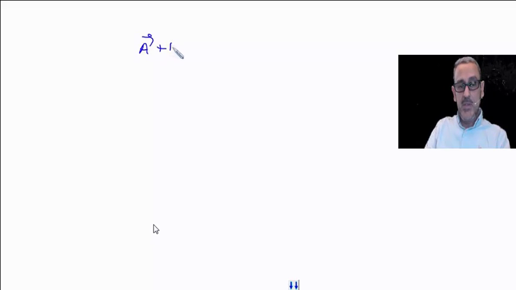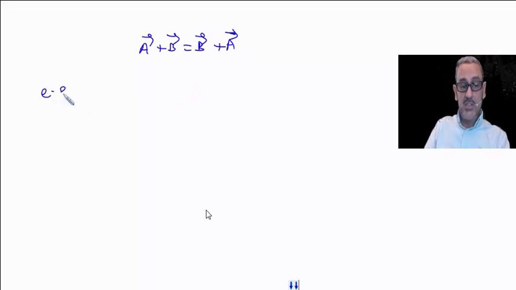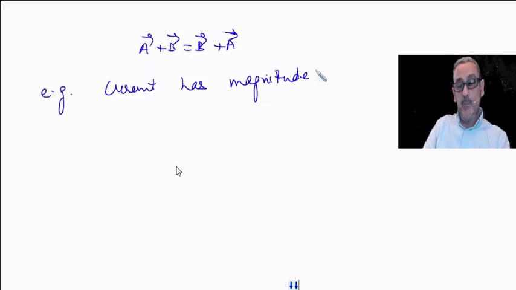Next, a plus b is always equal to b plus a. If I vector add a to b or I add b to a, my resultant will remain the same. But one thing you have to remember: for a quantity to be a vector, it should obey the vector law of addition, means a plus b should be equal to b plus a.